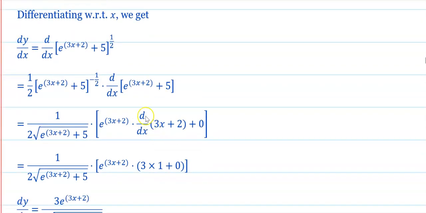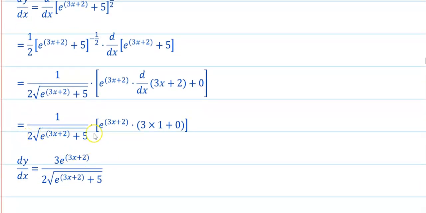Okay. And hence its derivative: the derivative of e raised to 3x plus 2 is e raised to 3x plus 2 into d/dx of 3x plus 2, and the derivative of 5 is 0. The derivative of 3x is 3 because the derivative of x is 1, and the derivative of 2 is a constant, so again 0. If we simplify this, 3 into 1 is 3, so we get 3 into e raised to 3x plus 2 upon 2 into square root of e raised to 3x plus 2 plus 5.